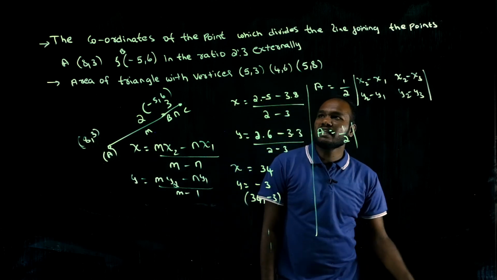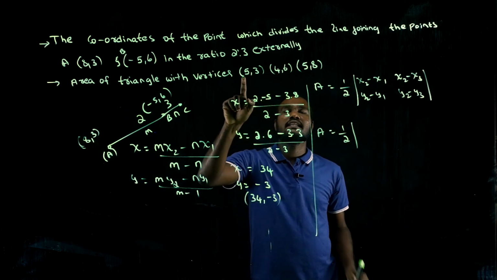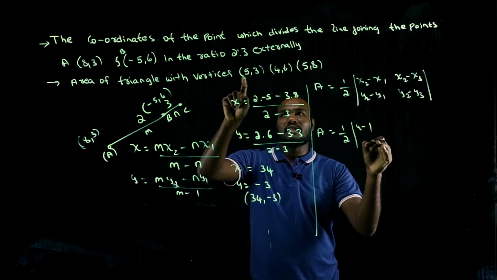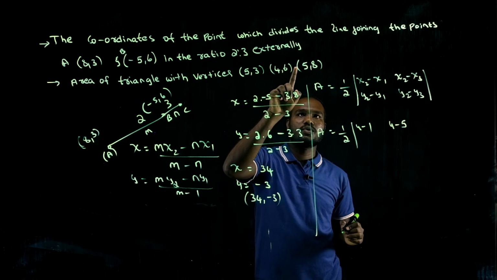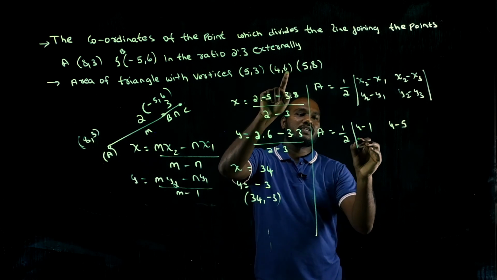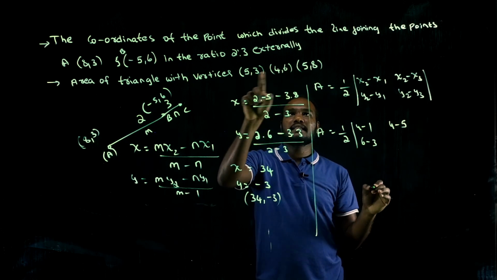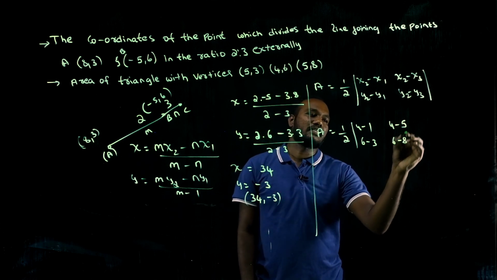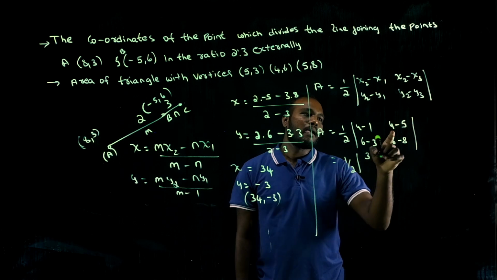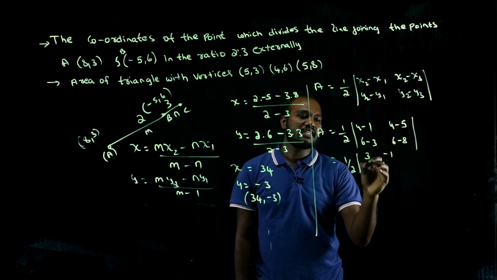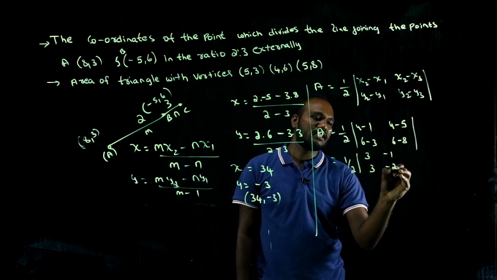So x2 minus x1, this is x2, so this minus this, so 4 minus 1, and x2 minus x3, 4 minus 5, it is done. Next go to y, so this minus this number, 6 minus 3 and 6 minus 8. So what do we get? Half times 4 minus 1 is 3, 4 minus 5 is minus 1. 6 minus 3 is 3. 6 minus 8 is minus 2.